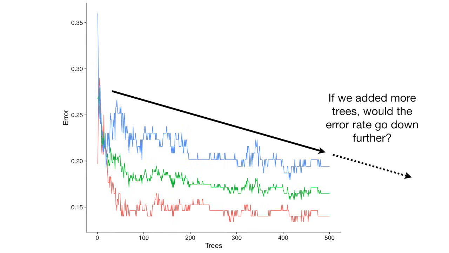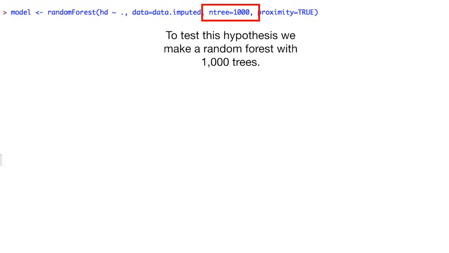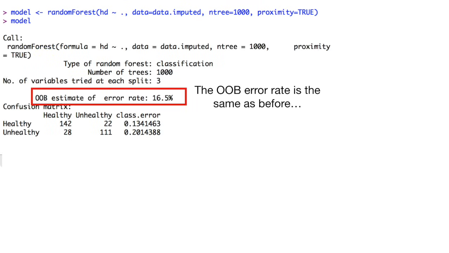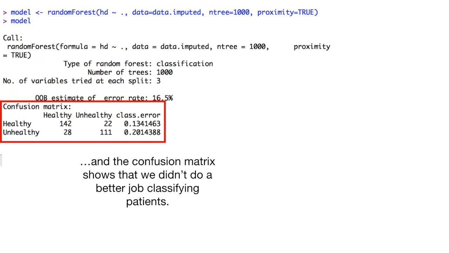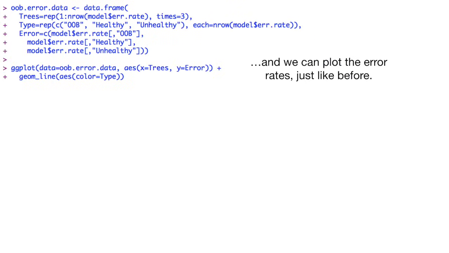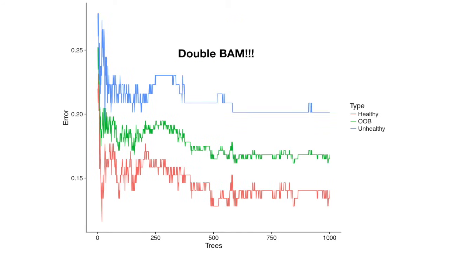If we added more trees, would the error rate go down further? To test this hypothesis, we make a random forest with 1,000 trees. The out-of-bag error rate is the same as before. And the confusion matrix shows that we didn't do a better job classifying patients. And we can plot the error rates just like before. Double bam!